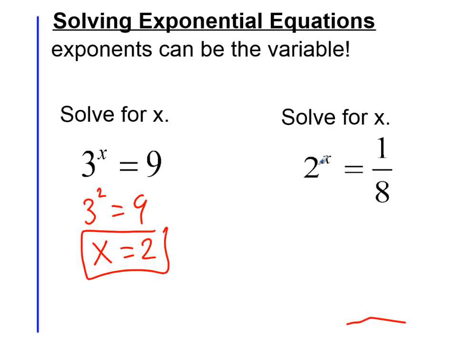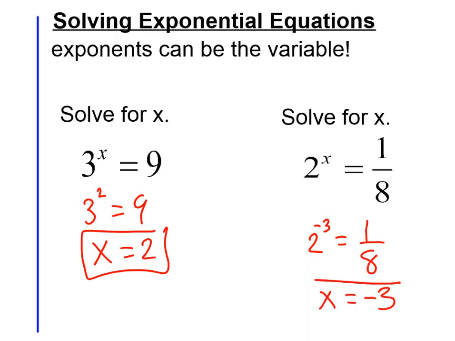Let's think about this problem. 2 to the what power makes 1/8? I do know that if I were to take 2 to the 3rd power, it would make 8, but that wouldn't give us our answer. We want 1/8. So in order to get 1/8, I'm going to need to do it to the -3. Then it will be 1/8 instead of just 8. So my x in this problem is equal to -3.